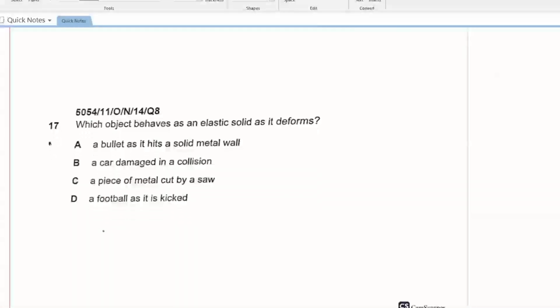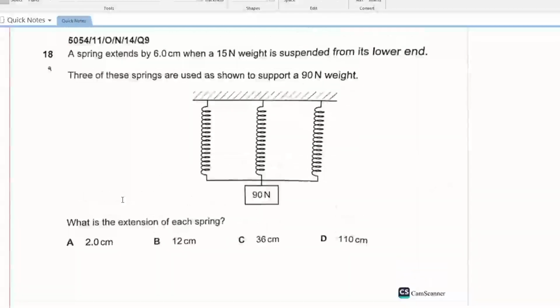Which object behaves as an elastic solid as it deforms? Okay. Which object can you say compress and stretch? Can a bullet compress or stretch? No. Can a car compress or stretch? No. Can a piece of metal compress or stretch? No. Can a football do that? Yes.